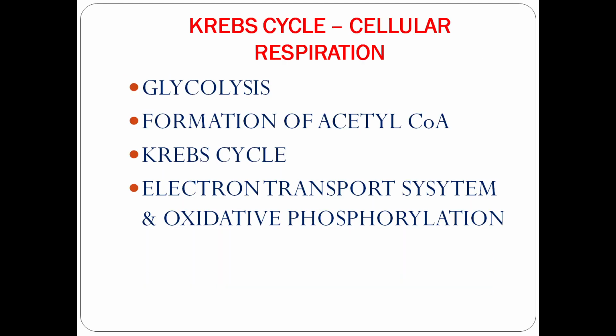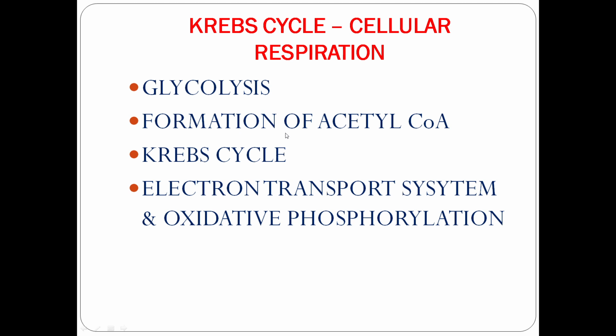The Krebs cycle acts as a very important part of cellular respiration. The 4 stages are glycolysis, formation of acetyl-CoA, Krebs cycle, and electron transport chain with oxidative phosphorylation. The first one is glycolysis, the partial oxidation of a glucose molecule to form two molecules of pyruvate. This process takes place in the cytosol.